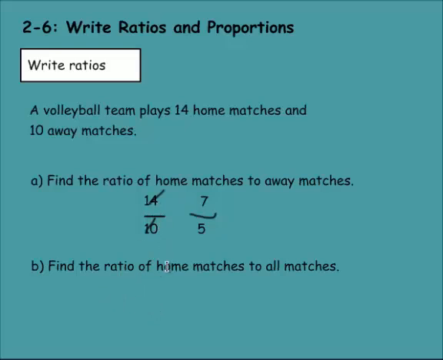Now we're comparing home matches to all matches. So the home matches stay the same, right? So that'd be 14 on the top. How about the all matches? Well, they play how many games in all? They play 24. So if we're comparing the home matches to all, it would be 14 over 24. Simplify that again, divide them both by 2. That would be 7 over 12. So that would be our new ratio for home matches to all matches.